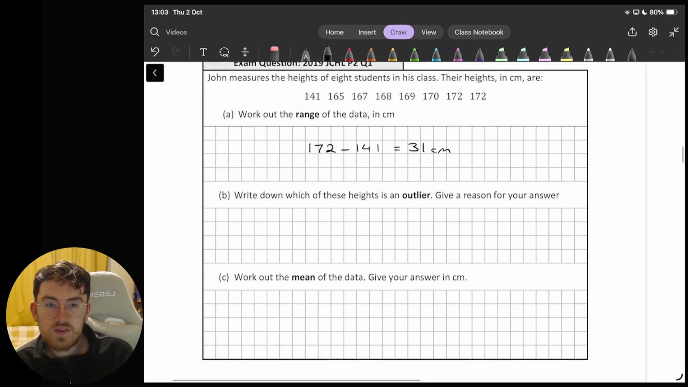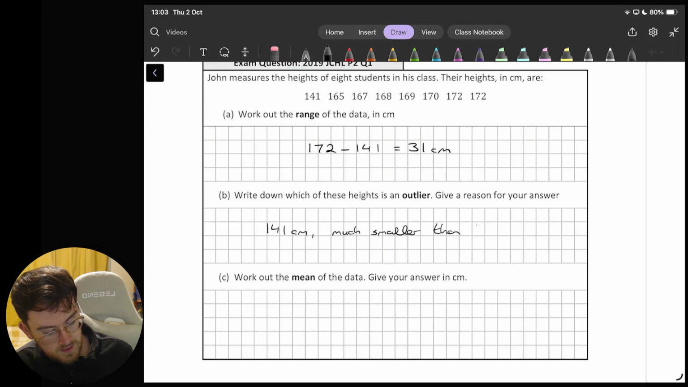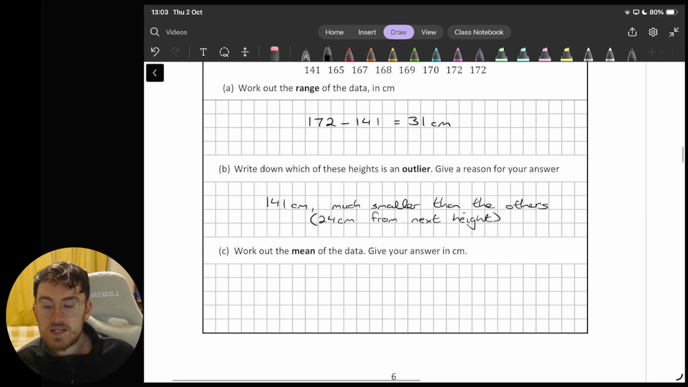We're asked which one of the heights is an outlier. Here I would say that the outlier is the 141. It is much smaller than the others. And we can put a little note maybe that it is 24 centimetres from the next height. When you're looking for outliers, you are typically going to be looking at the tallest or the smallest number in your data set.